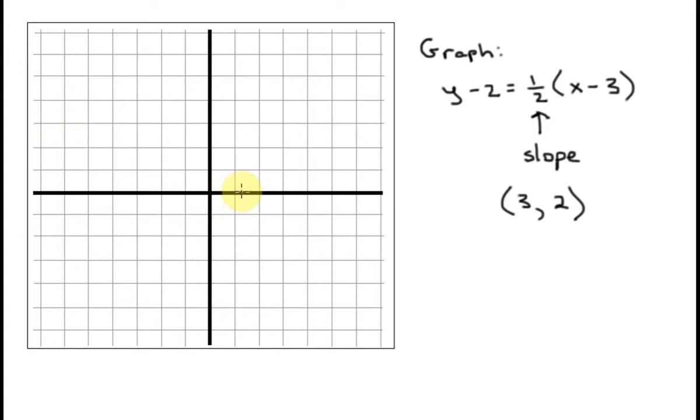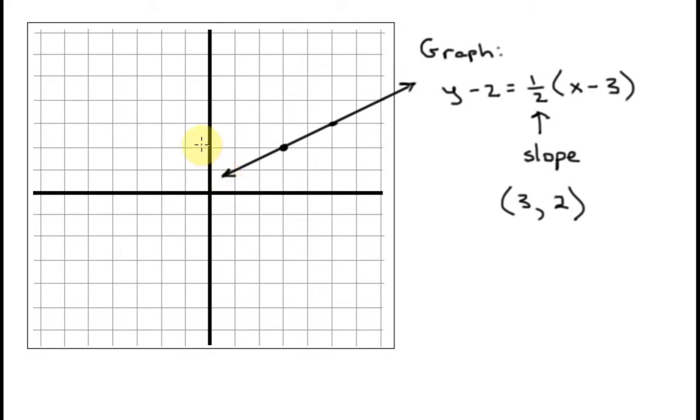So I'm going to identify that point, 1, 2, 3, and then up 2. So there's the point that the line is passing through, and we want to draw our line to have a slope of 1/2. That means a rise of 1 and a run of 2. That takes me to here, and that means our line looks something like this. And there it is. So put some arrows on it, and there's a graph of our line.